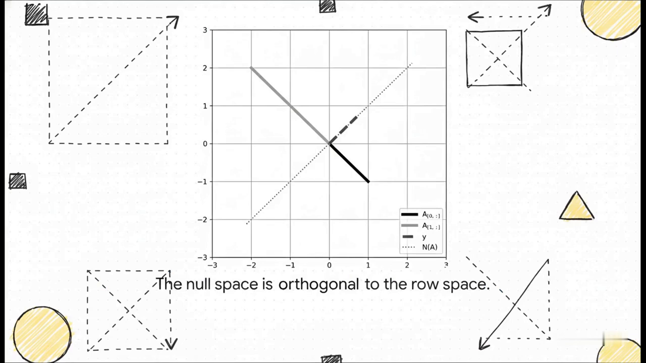stability. Geometrically speaking, the null space sits exactly orthogonal, like at a perfect 90-degree angle, to the row space of the matrix. And what is the row space? Well, just like the column space mixes columns, the row space mixes your rows. They are perfectly perpendicular because the dot product of every row with the null space vector equals 0 by definition.